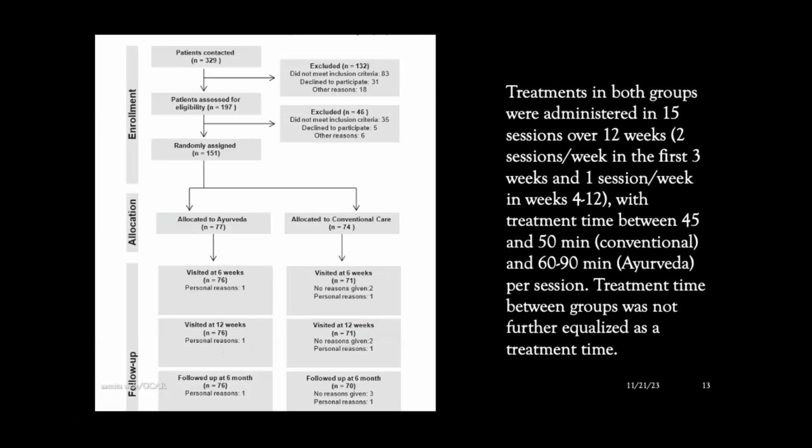And at the analysis stage, in the Ayurveda group, there are 74 patients, and in the conventional treatment group, there are 70 patients. But for the final analysis, all the enrolled patients at baseline were considered. So treatments in both the groups were administered in 15 sessions over 12 weeks. We saw that 2 sessions per week in the first 3 weeks, 1 session per week from week 4 to week 12, and with treatment time between 45 to 50 minutes for conventional treatment and 60 to 90 minutes for Ayurveda treatment per session. The treatment time was not matched because those are the standard practices from both the sciences. So the setting was a real time setting, it was not adjusted or artificial.